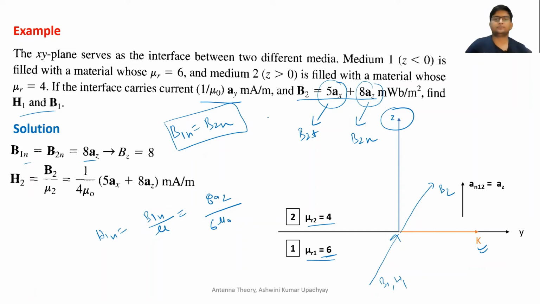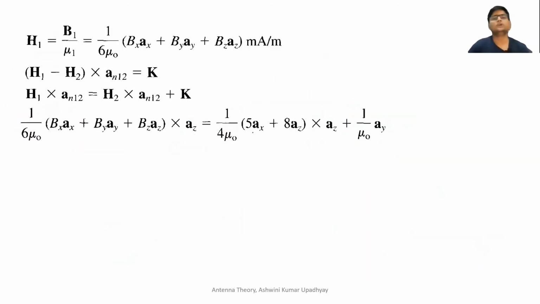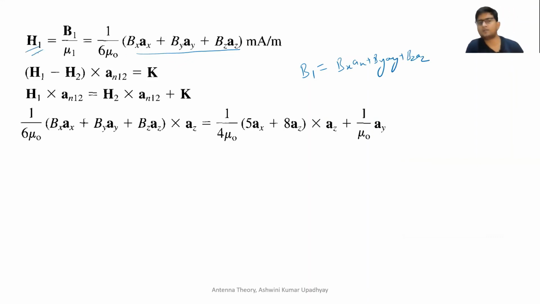Now, since we had to calculate this H1 and B1, and for B1 we have got its normal component, and for H1 also we have got its normal component, now we have to calculate its tangential component. So let us assume that whole of the H1 is given by this equation, right? What I have done is I have assumed our whole B1 component as bxax plus byay plus bzaz. So H1 can be got by dividing this B1 by mu1, and mu1 is nothing but 6 mu naught.